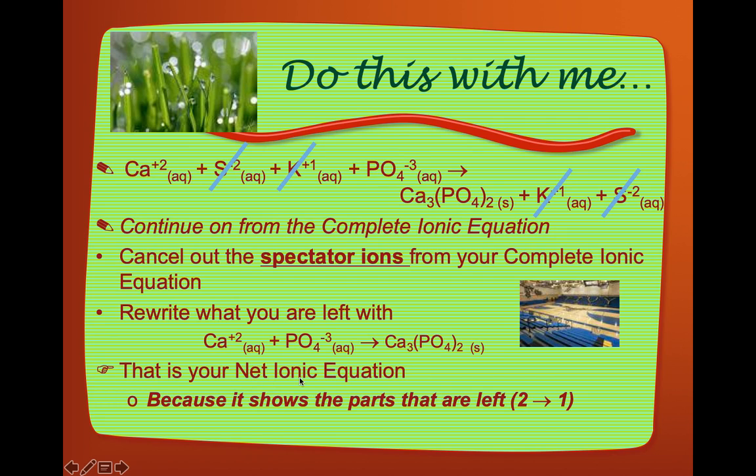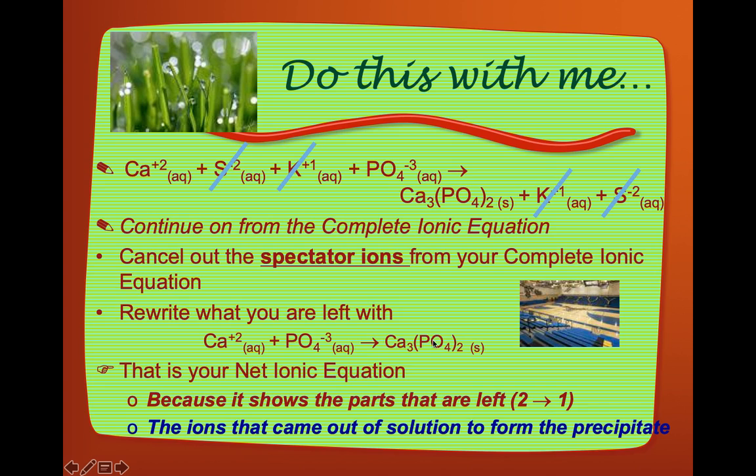And the reason it's the net ionic equation is that it shows the parts that are left when you get rid of the spectators. So it's always 2 ions, an arrow, and one compound. There's no wiggle room with that. So when you're trying to check your work, if I ask you for a net ionic equation, you better start with two ions, meaning they need to have their charges. Then you have an arrow, and then you have a stable compound. So no charges, it's neutral now.